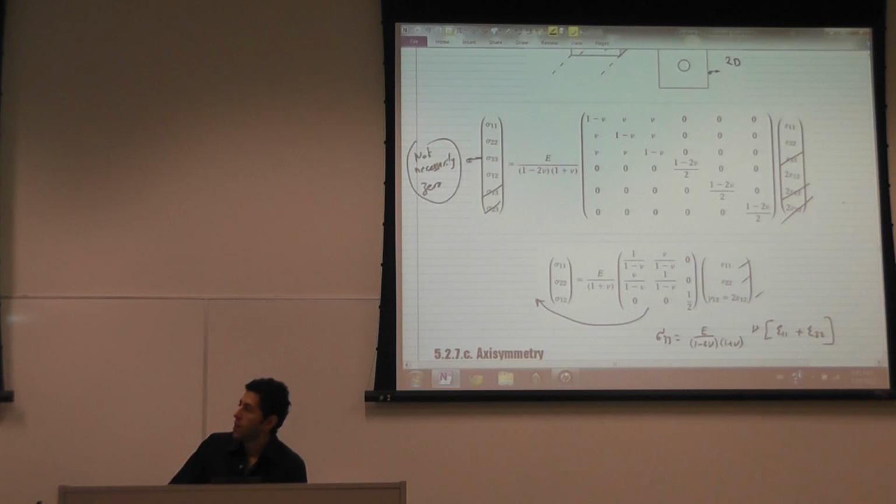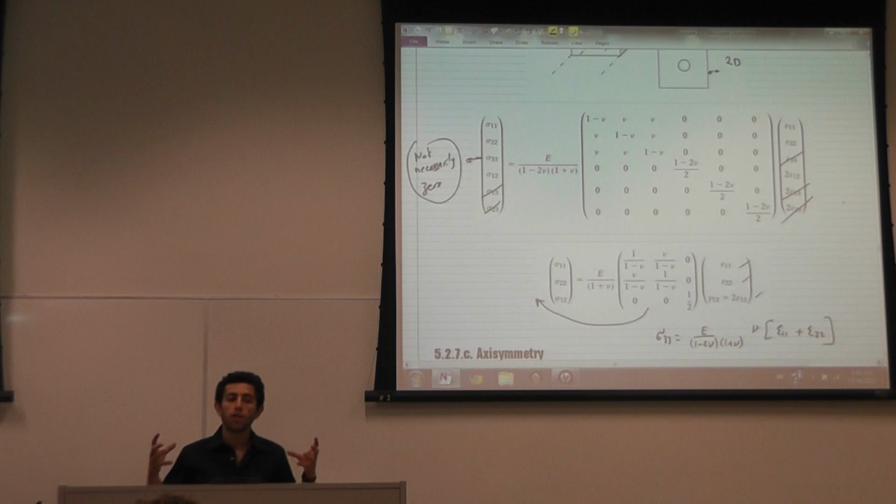Now, this plane strain and plane stress is really useful in minimizing the number of unknowns in your finite element analysis. There's no need to model a whole 3D beam if you think of it as a plane, if it's possible to model it in a plane strain or in a plane stress condition.